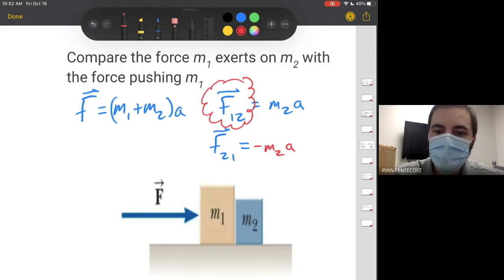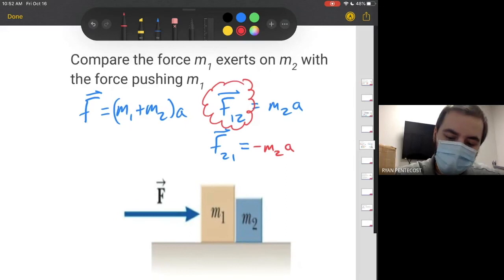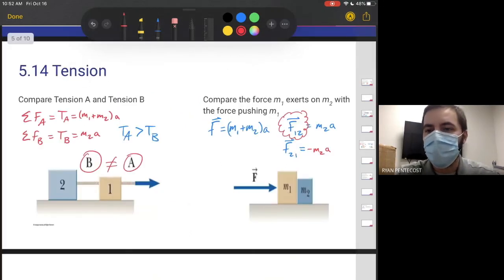Just a heads up, I'm not talking about F12, twelve. That didn't come out of nowhere. That is the force that 1 exerts on 2, and below, the force that 2 exerts on 1. Okay? So this slide is really just to demonstrate that you may need to look differently when we have multiple objects in a problem, because the forces between them may not be as simple as they seem.